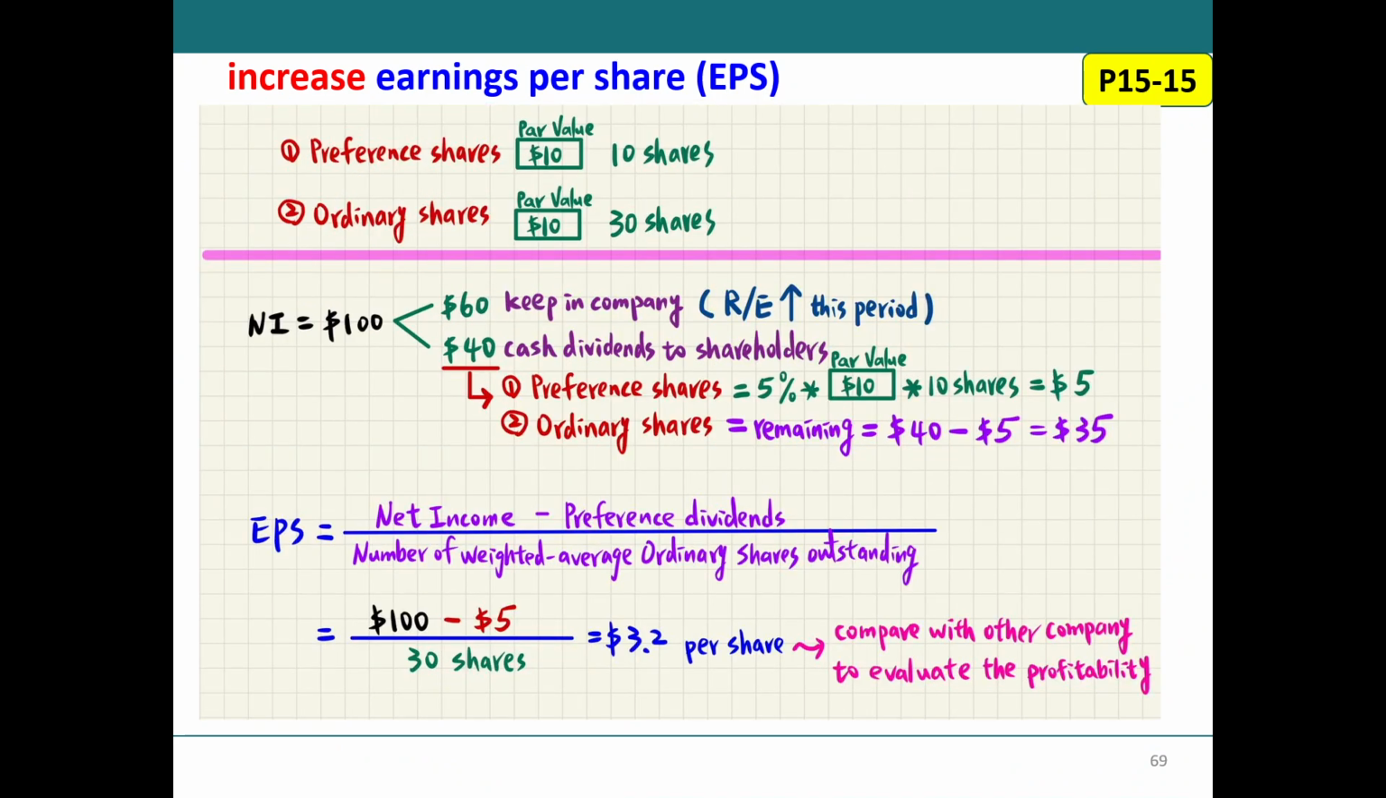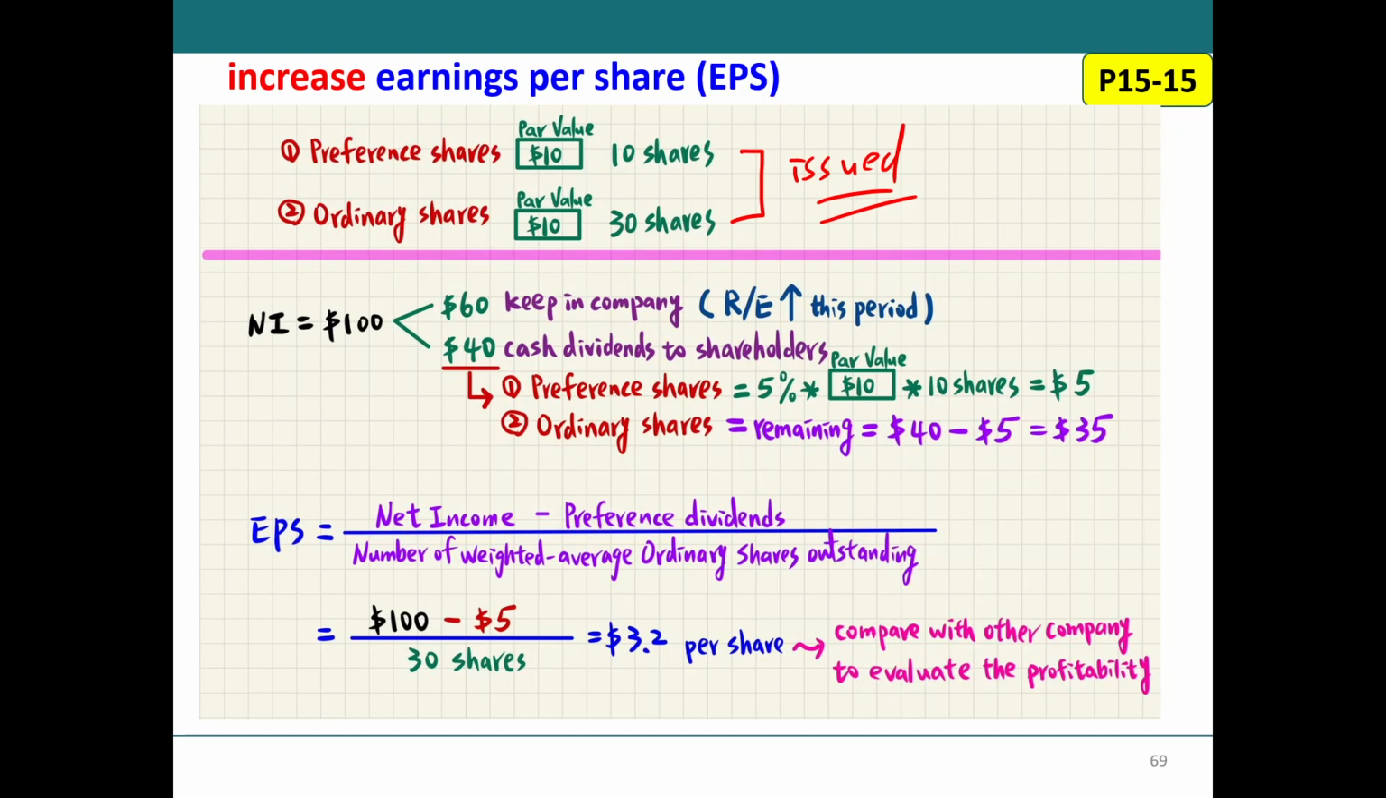Go to slide 69. This example, we combined all the contents at the beginning. So today, if your company has two shares, right? One is preference shares, second is ordinary shares. How many shares did you issue? 10 for your preference shares, 30 for your ordinary shares. Both have the same par value, $10.